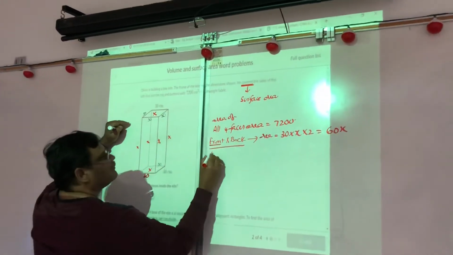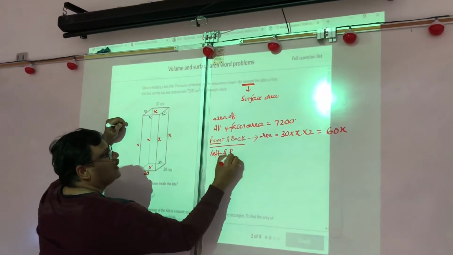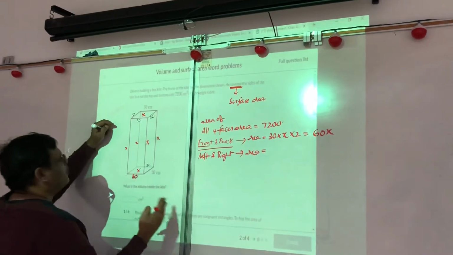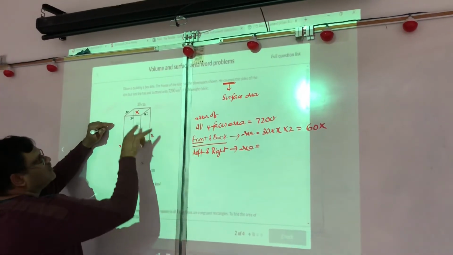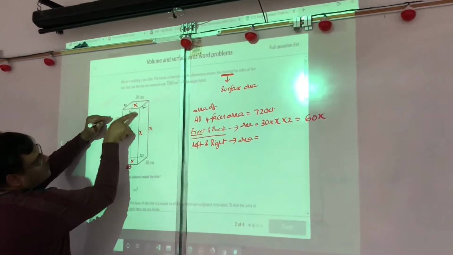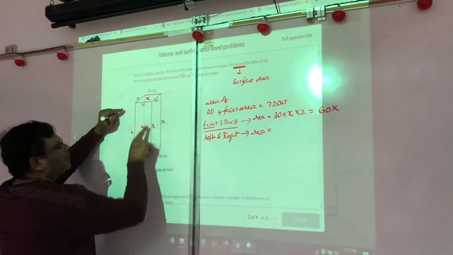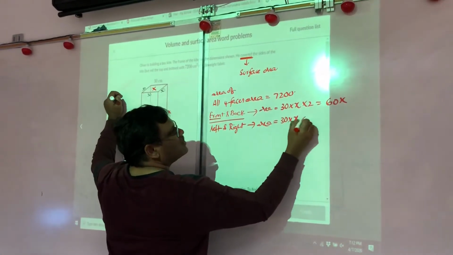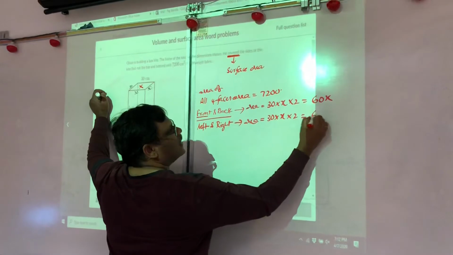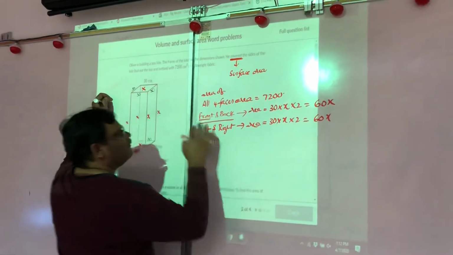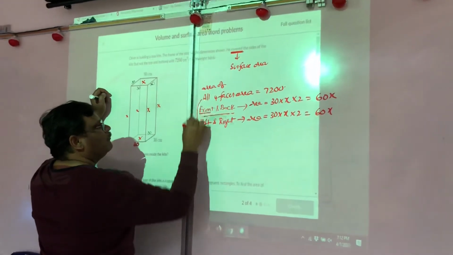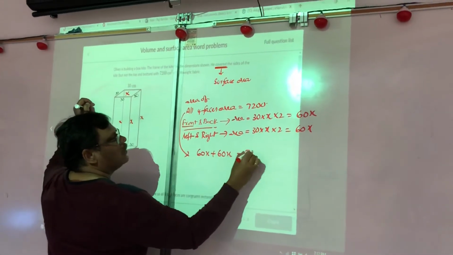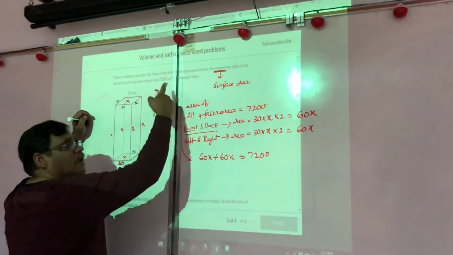Now I'm coming to left and right. Left and right area equals, so coming to the right, see the dimensions of the right rectangle. This is the rectangle that we have with the dimensions still 30 with x. So 30 times x, and just double it, which would be 60x. So the total area of all four faces, front, back, left, right, is going to be 60x plus 60x, which would be equal to 7200. That's what they have given to us.